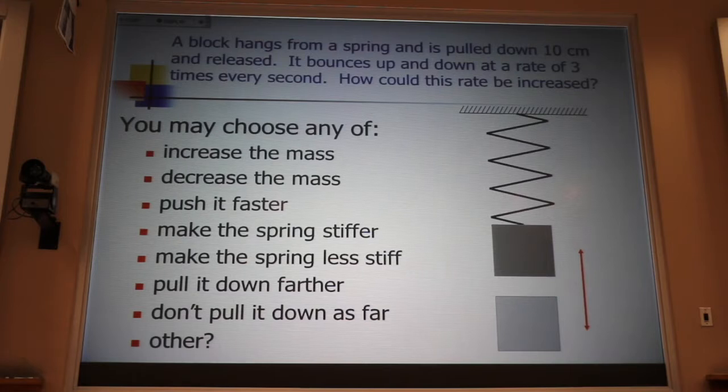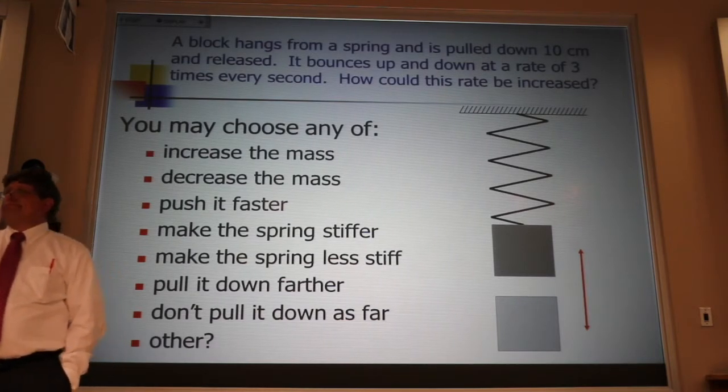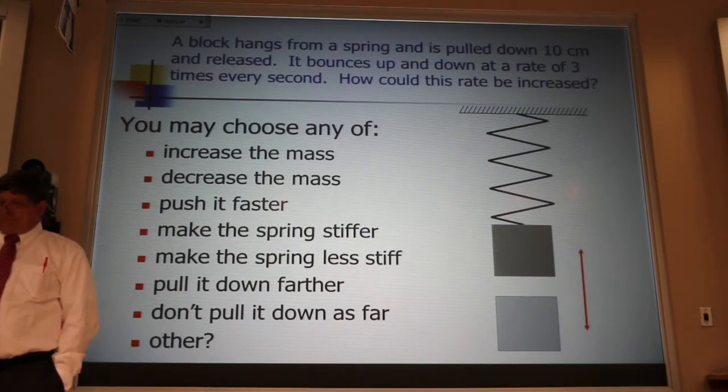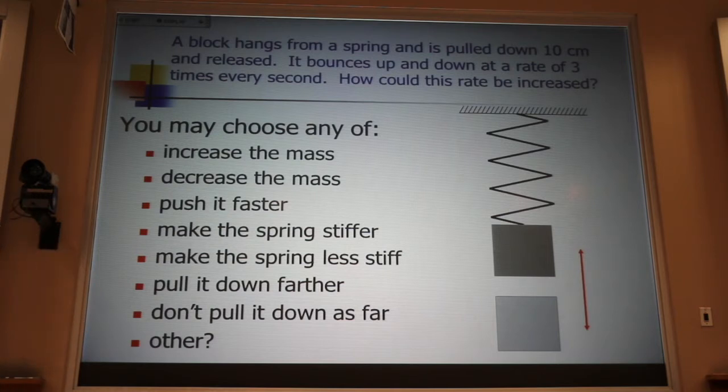So increase the frequency, decrease the mass? Yeah, that's what I was thinking, make it go faster. Yep. How about push it faster? You could, I was thinking also you could make the spring stiffer so that way it's got less momentum.